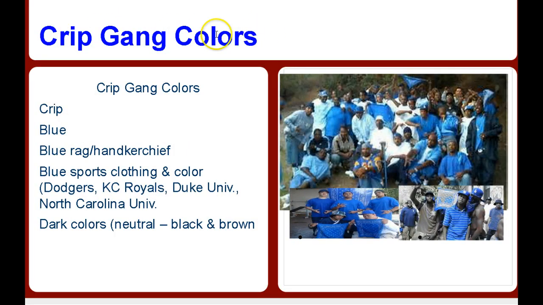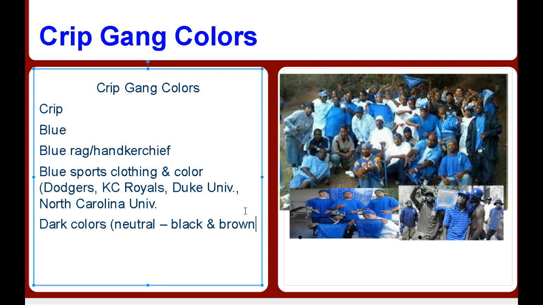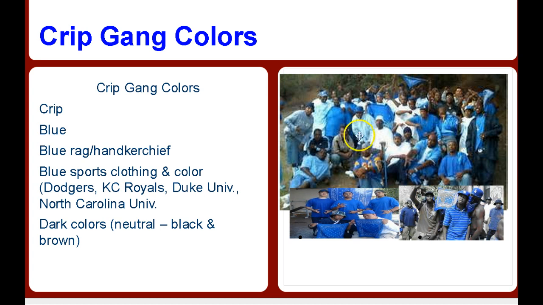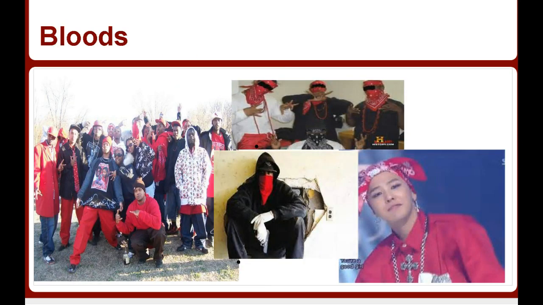Crip gang colors are blue. They'll have a blue rag, a handkerchief, blue sports clothing, like the Dodgers, Kansas City Royals, Duke University, North Carolina. Or neutral colors, blacks, browns, so that they don't stick out. It's usually kind of a brighter blue that they'll wear, but they'll wear dark blue, navy, what have you. You have the LA sport cap, so that's typical. But that's their gang colors. They'll wear blue shoelaces. They won't wear anything with red on it.